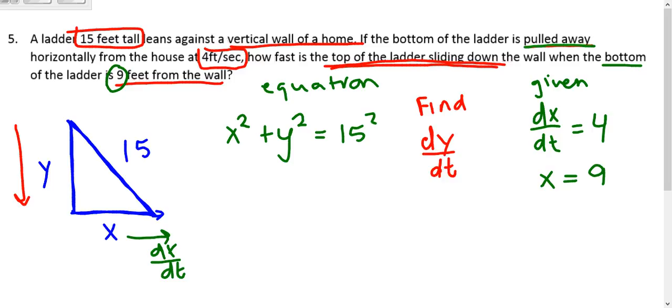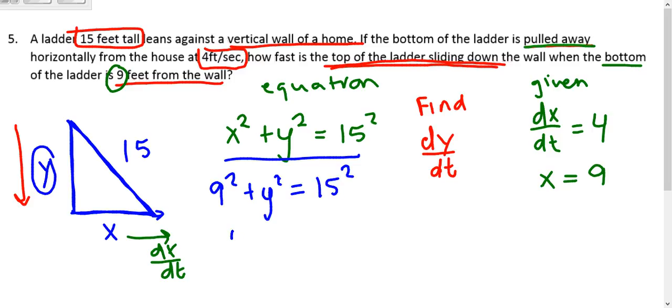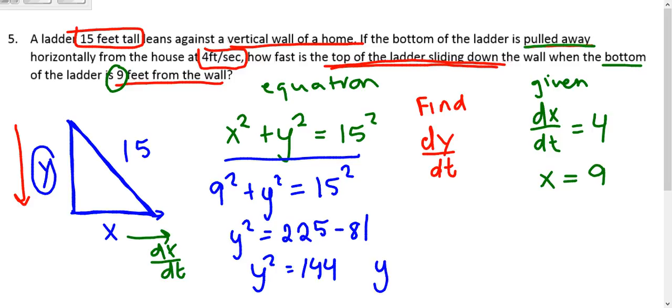There's one piece of information that they've given us enough info to find, but they haven't explicitly stated it. What that is, is y. So we can figure out y from our equation before we take the derivative. X squared, we know x is 9, so 9 squared plus y squared equals 15 squared. So y squared is 225 minus 81. So y squared is 144, which means y is 12. Now that we have y, we have all the information we need.